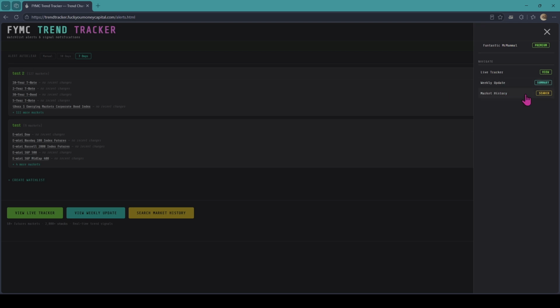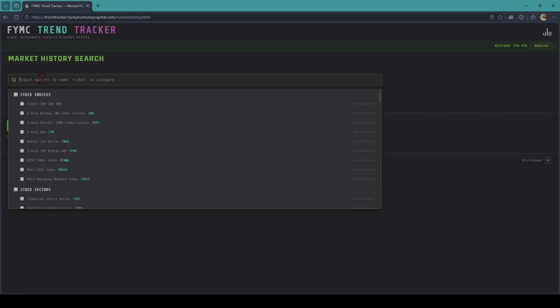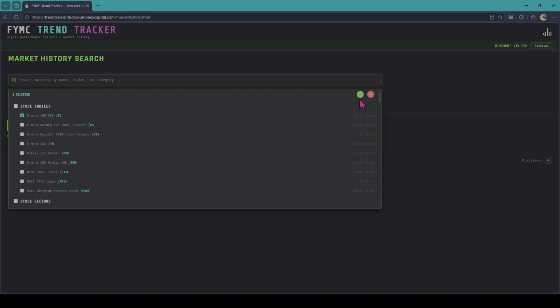We're going to go to the market history. Market history is your back testing engine to see how the trend tracker, trend state signals have performed on every futures market, the underlying stock listing of every single stock futures. And you can multi-select or single select. So if we single select, I want to look at something interesting.